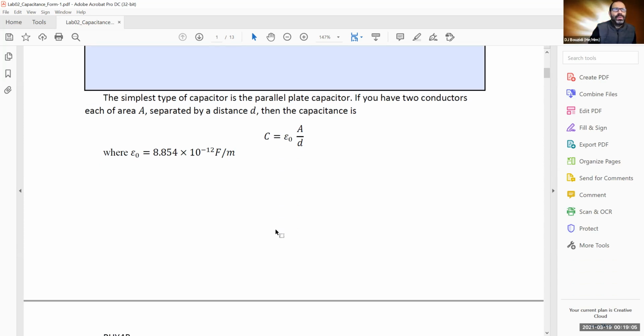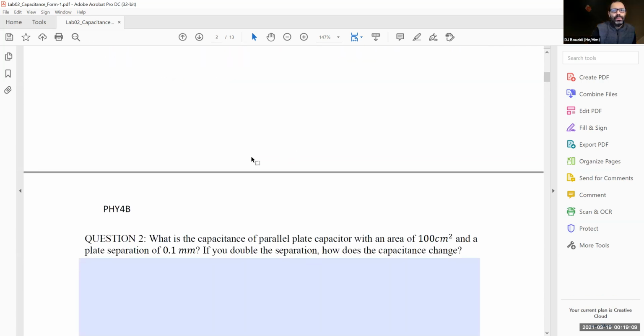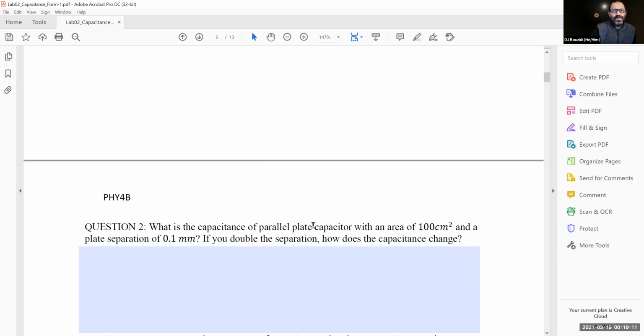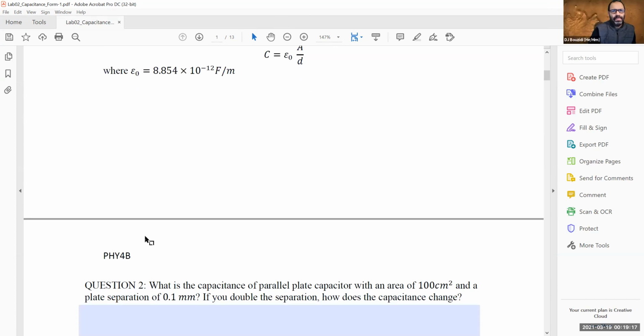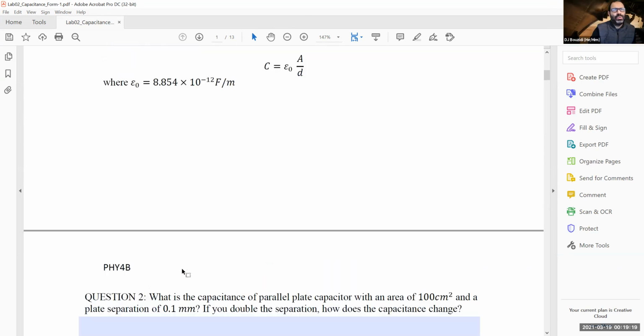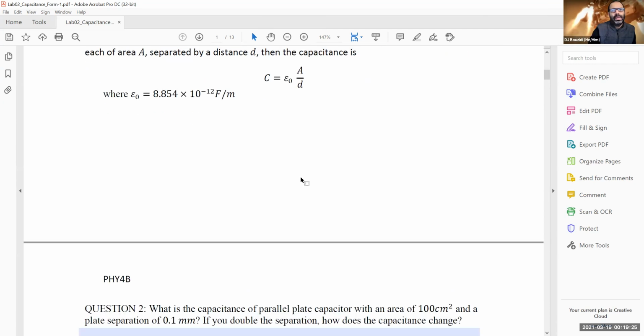And this is what the whole lab is, basically. We're going to be dealing with parallel plate capacitors. So again, what is a capacitance? A parallel plate capacitor with an area of 100 centimeters squared, and a plate separation of 0.1 millimeter or 100 micrometers. So D is 0.1 millimeter.